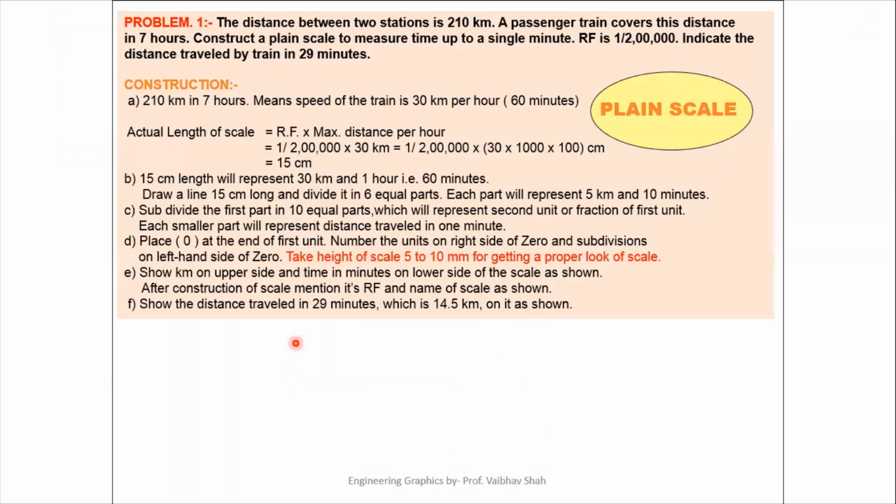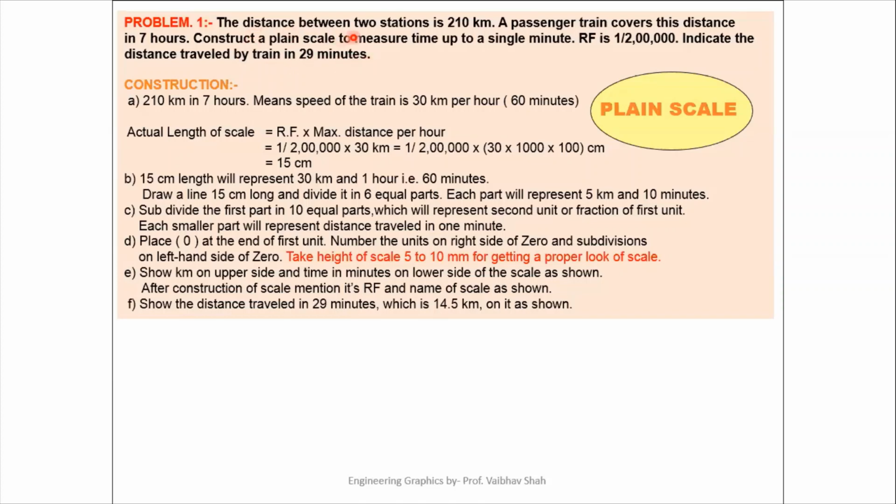So now let us start with today's example, problem number 1. The distance between two stations is 210 kilometers. A passenger train covers this distance in 7 hours. Construct a plain scale to measure time up to a single minute. Representative fraction here is 1 by 2 lakh. Indicate the distance traveled by the train in 29 minutes.